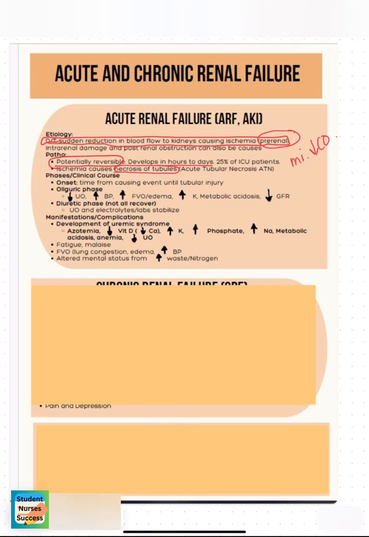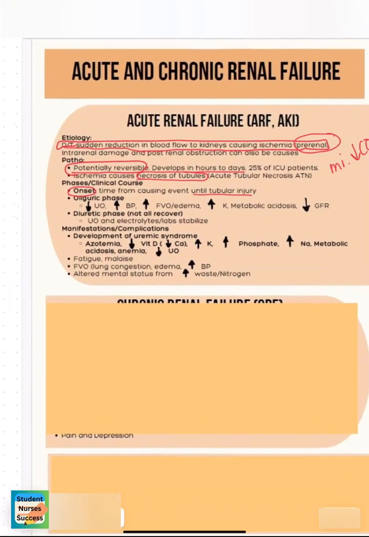When we talk about acute renal failure, there are a couple of phases that we move through. The onset is the time from the causing event, maybe the MI or the decrease in blood flow, until the time of tubular injury. The next phase is the oliguric phase. In the oliguric phase, we see a decrease in urine output. Because of that decrease, we see an increase in blood pressure.